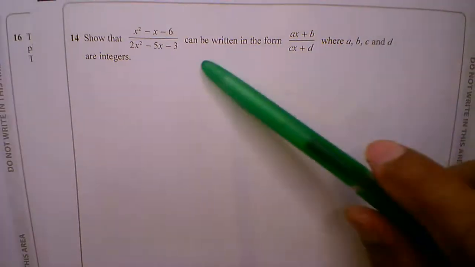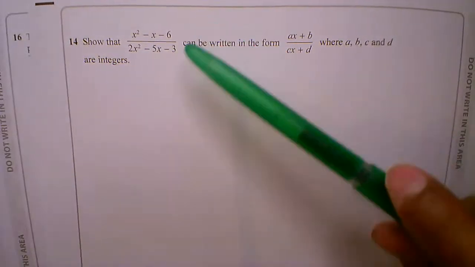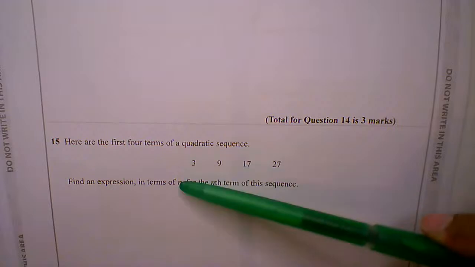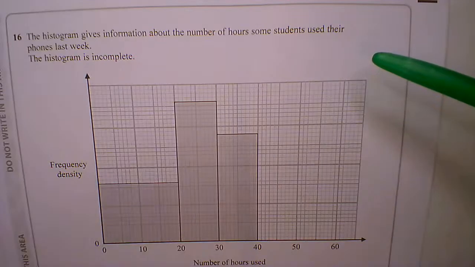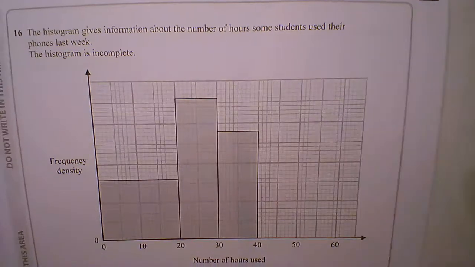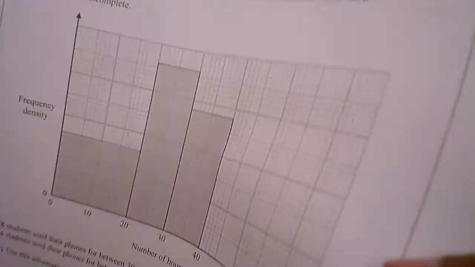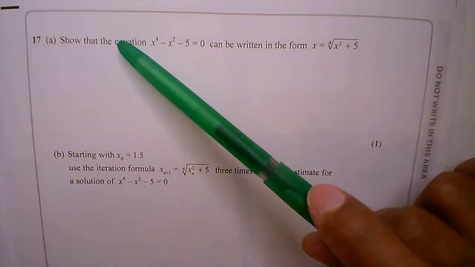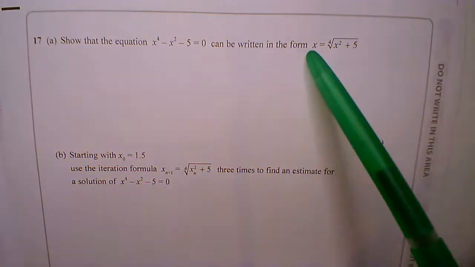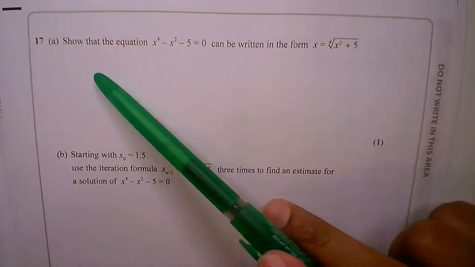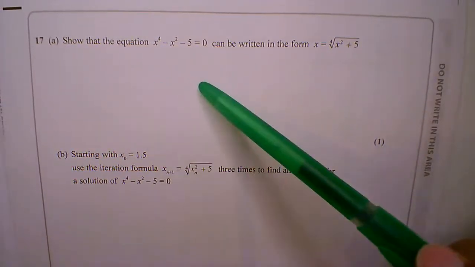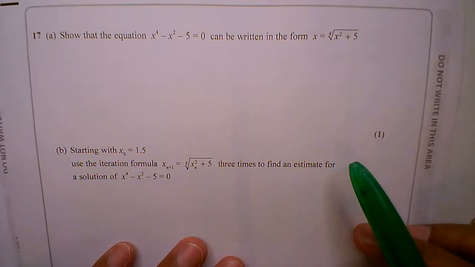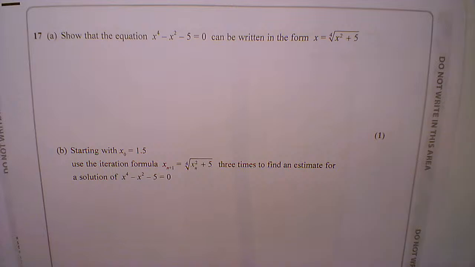You've got question 14, algebraic fractions. Question 15, you can see you've got quadratic sequence. Histogram, so that's interesting, histogram, we'll come back to this. You've got question 17, show that the equation this can be written in the form that. So this looks like a very complicated question, but actually it's quite simple. So let's try this one. I'll give you a few seconds to try it, a few moments.